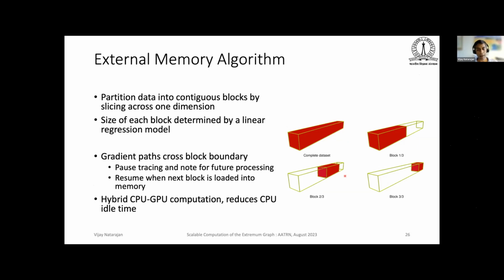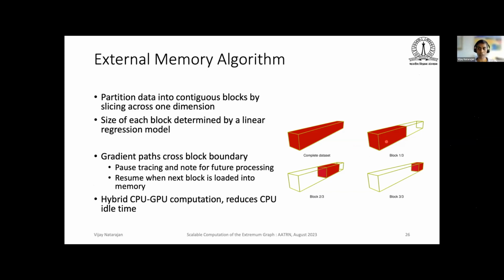We would like the entire computation to run on the GPU and the CPU, even if the entire data set does not fit in memory. So towards that, we partition the data into blocks. And interestingly, we partition the data by slicing it along one dimension. So if, for example, this is the data set, then we would just partition it into, let's say, 3 blocks along, let's call this the X direction. So that gives blocks 1, 2, and 3.